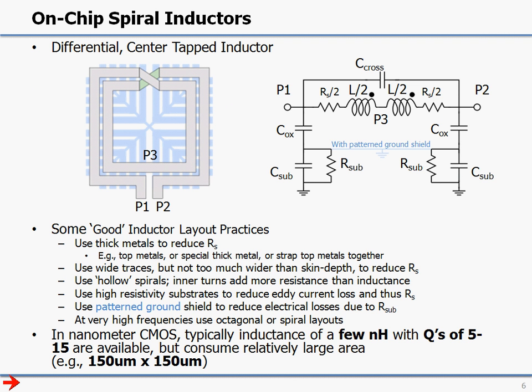So now that we want to build an LC oscillator, we want to start looking at how to make an electrical resonator on a chip. We typically use differential center-tapped inductors on the chip. It has 2 input ports, P1, P2, a symmetrical layout, and then a center-tap port, P3 here.